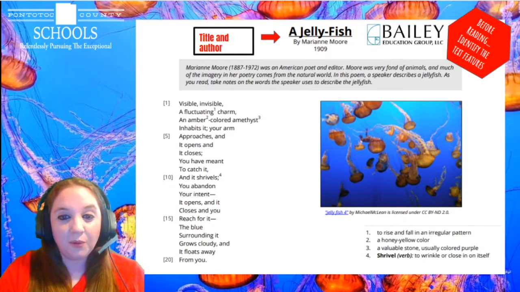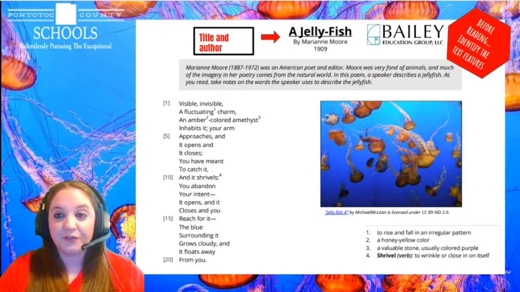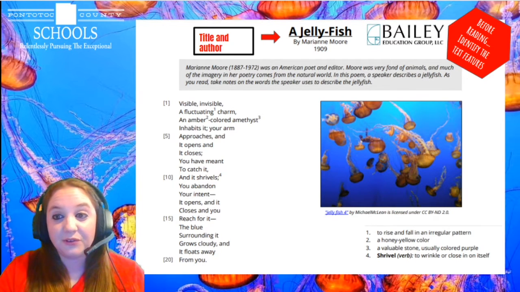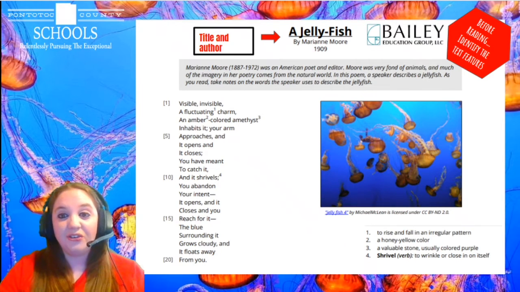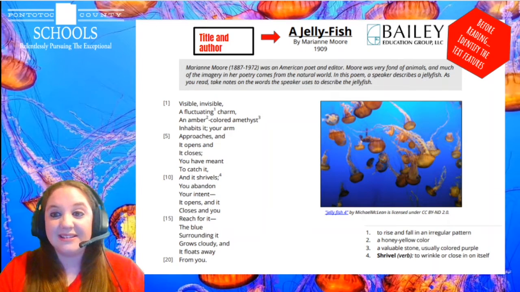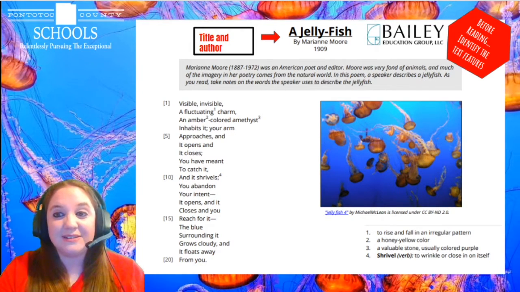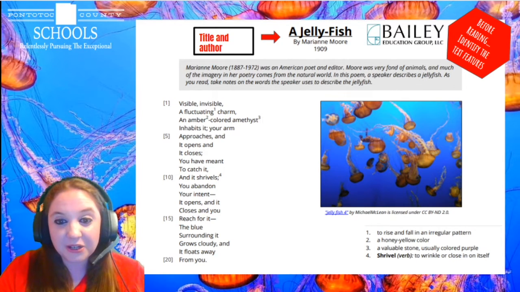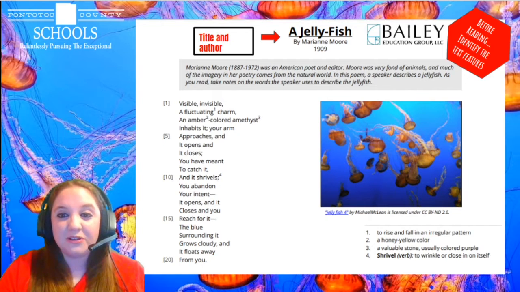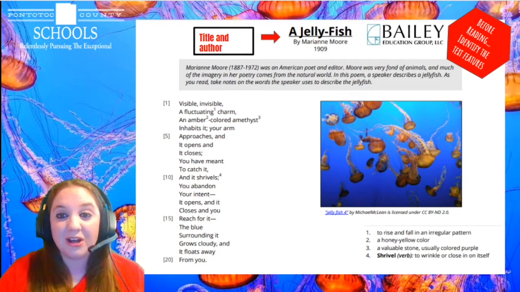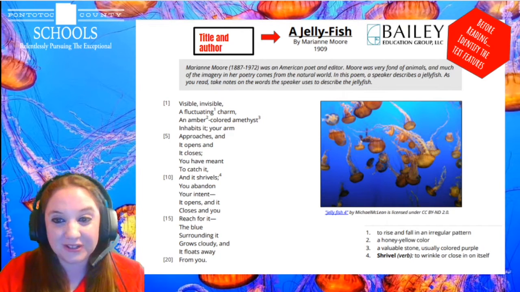A good reader always does a few things before they begin reading. One of those things is to look for any text features in the story or poem. I would like for you to look at the top of your page and underline the title and the author of our poem today. The title is A Jellyfish, and the author is Marianne Moore. You might notice that this poem was written in 1909. Take a moment to read the information about Marianne Moore in the gray box. You can pause this video and come back after you're finished reading.